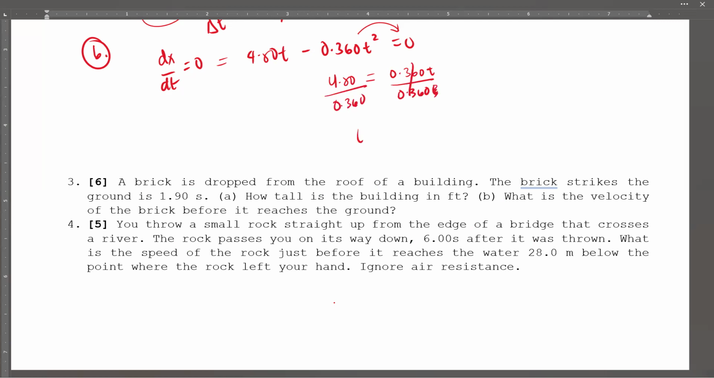Okay. So this gives us t is equal to 13.33 seconds, or basically 1.33 times 10 raised to 1 second. So after 13 seconds, or on the 13th second, mag-zero or mag-at rest ulit yung object.